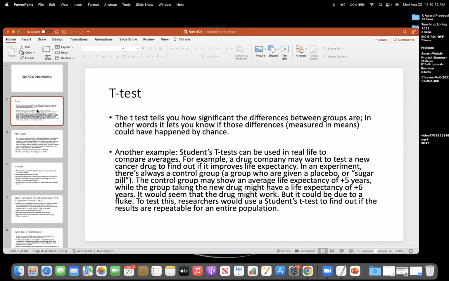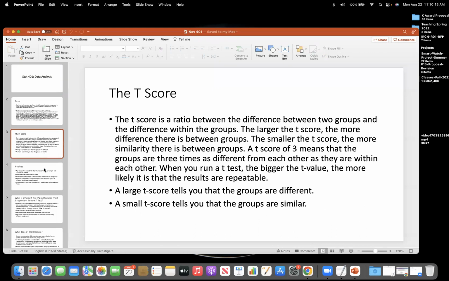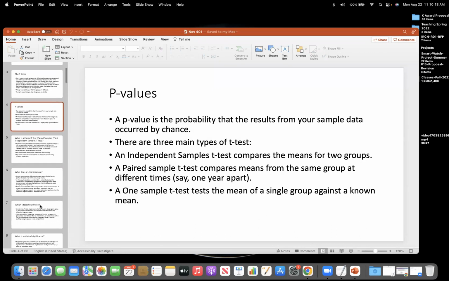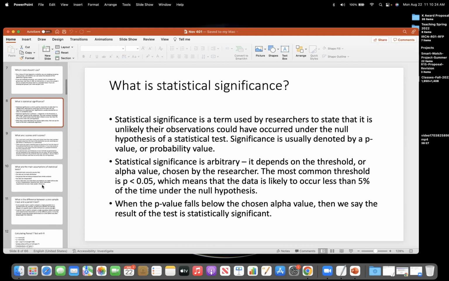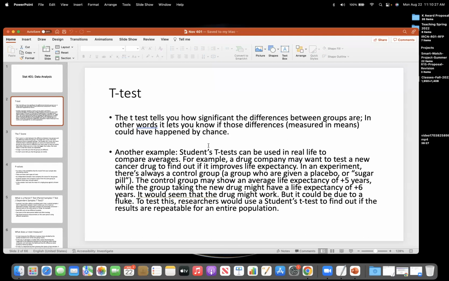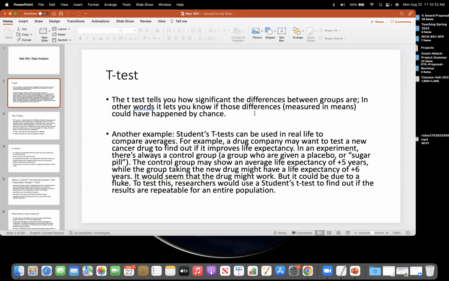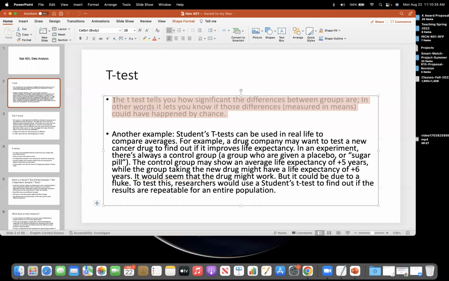So to start with, I have a slide on t-test. What is a t-score? What are p-values? What is the significance of a test? And some assumptions, right? So t-test. A t-test tells you how significant the difference is between two groups. Okay, so it lets you know if the two groups are different or are they the same, right? So the differences are measured in terms of means or averages, right? So you need to know what is a t-test.